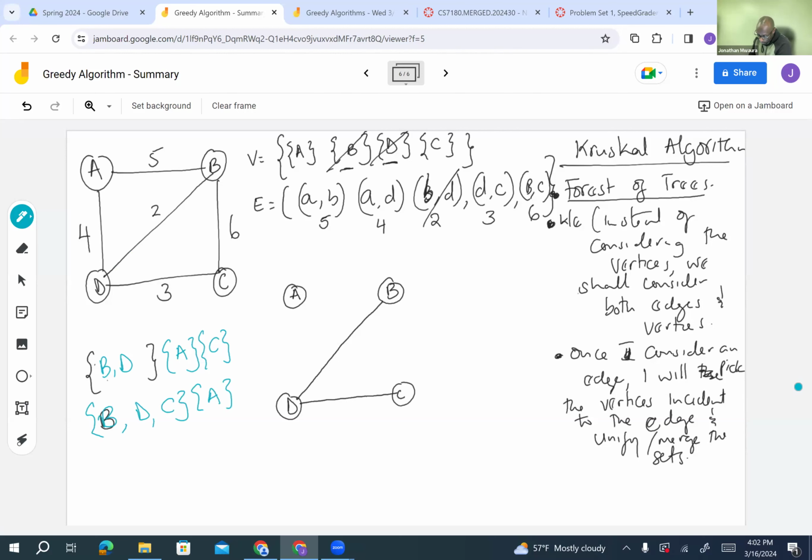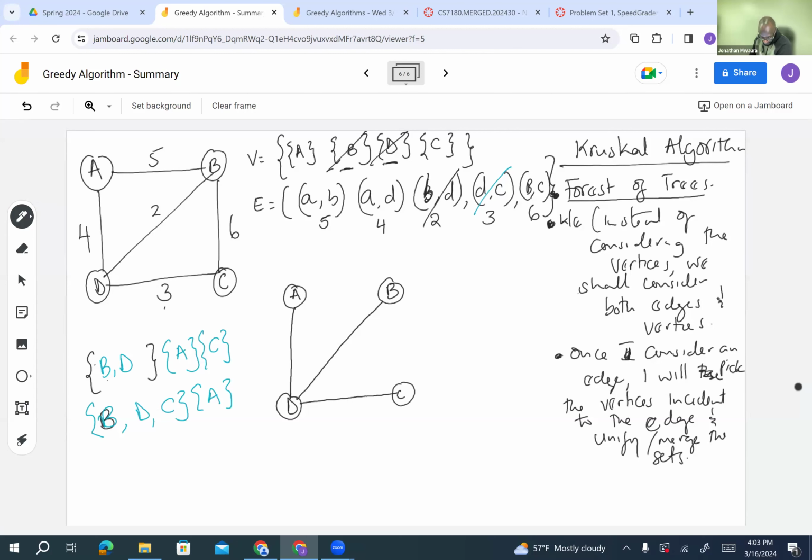Okay, now we keep going. Now, which is the next one? So we remove this guy. So now we want to look for something else, which has a minimum weight. AD has 4. So we're going to look at AD. Well, AD, A is a set by itself. BDC is a set by itself. So we're going to pick AD because they belong to different sets. So we pick AD there.